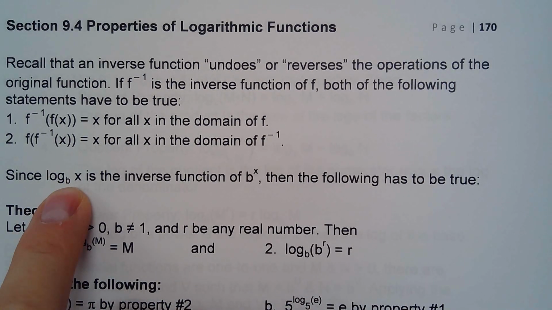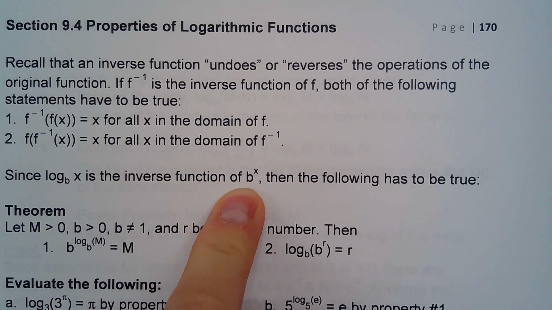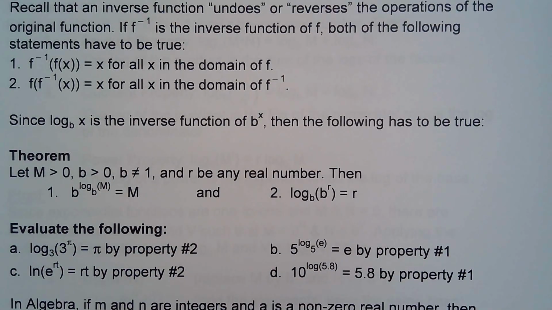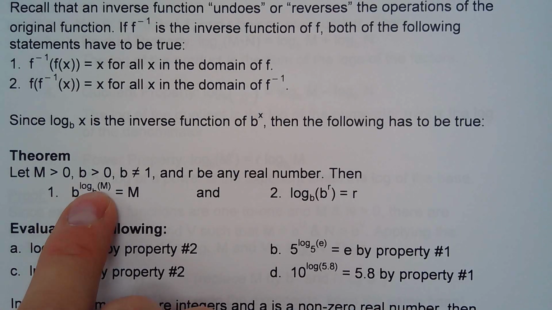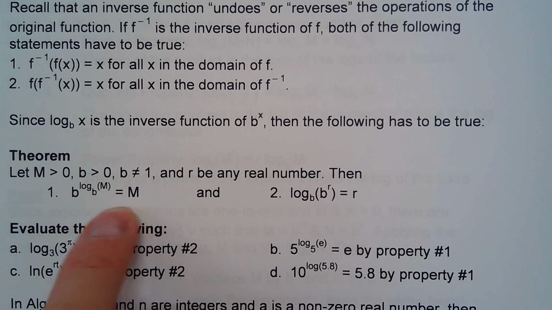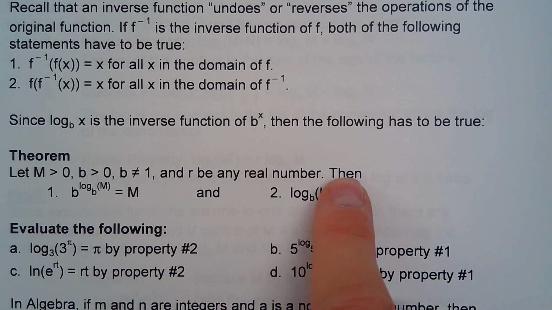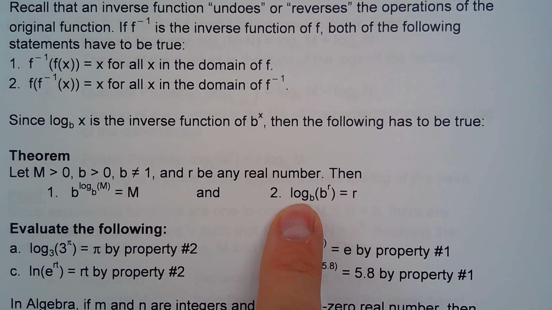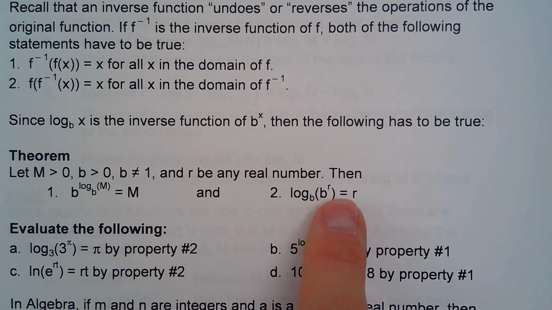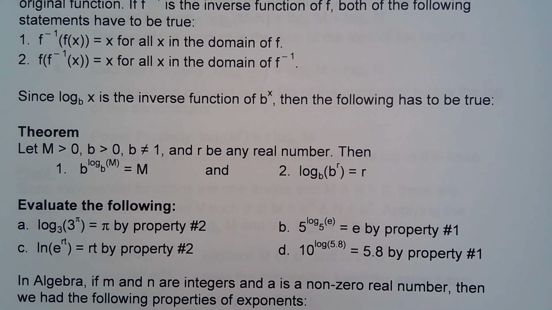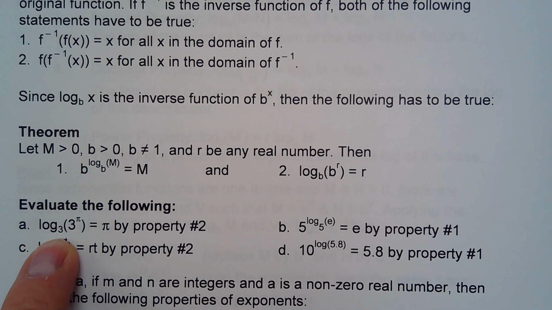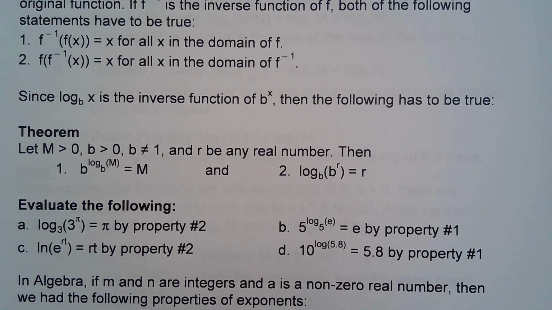Since log base b of x is the inverse function of b to the x, then the following has to be true. b to the log base b of m has to be equal to m, composing a function with its inverse. Log base b of b to the r equals r, composing a log function with its inverse. So if I take log base 3 of 3 to the pi, that should give me pi for an answer.